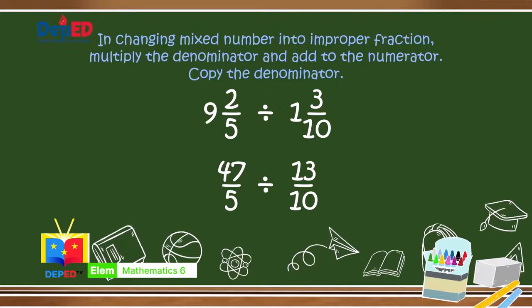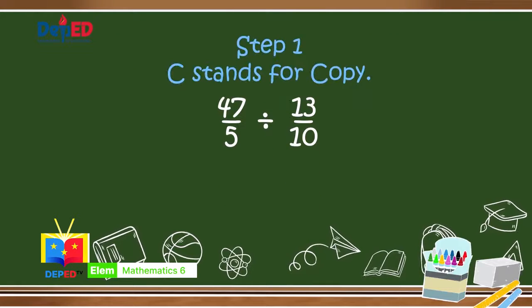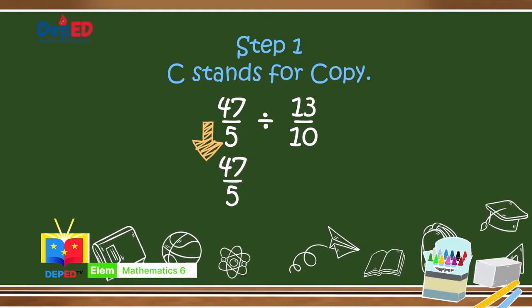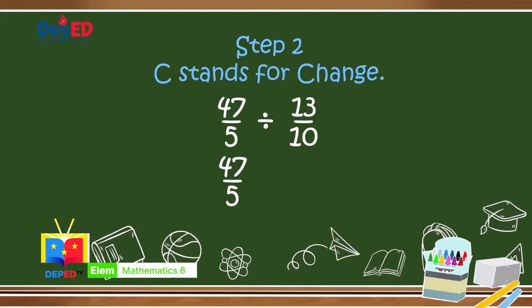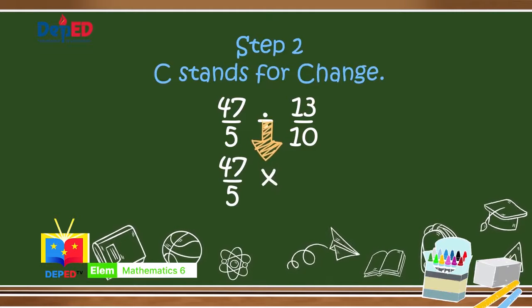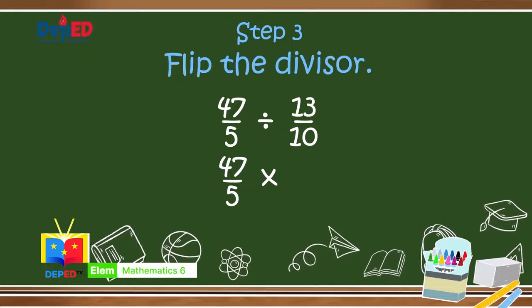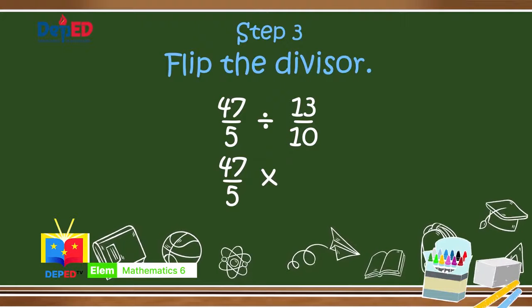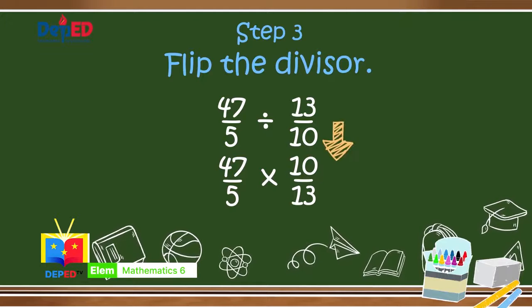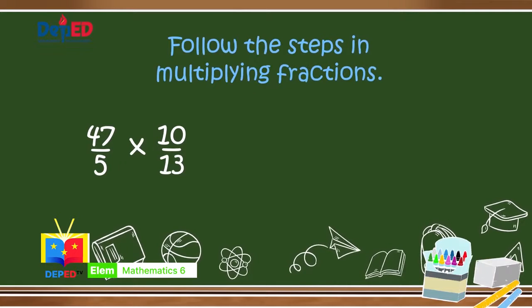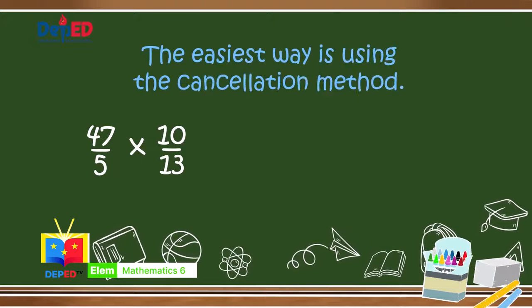Let's follow the CCF method. Copy the dividend, 47/5. Change the operation to multiplication. Flip the numerator and the denominator for its reciprocal. 13/10 becomes 10/13. Then, follow the steps in multiplying fractions. 47/5 multiplied by 10/13. The easiest way is using the cancellation method.